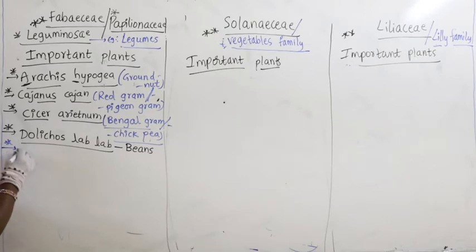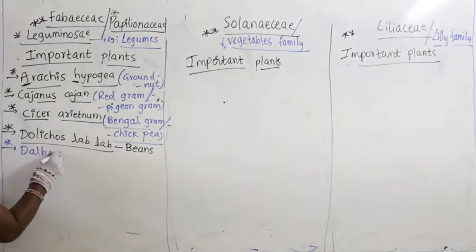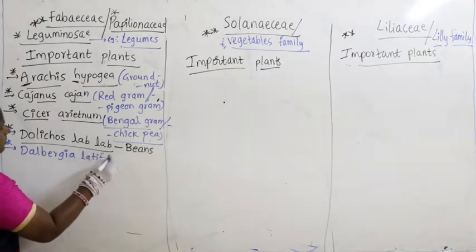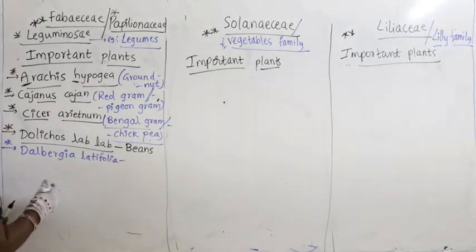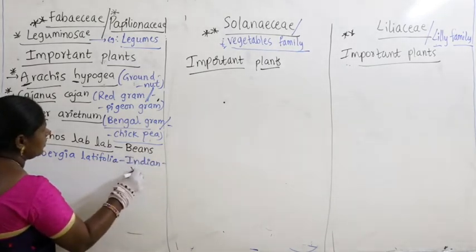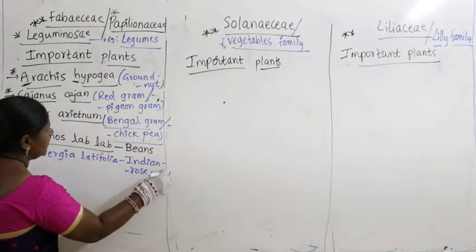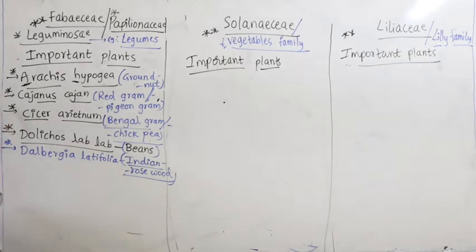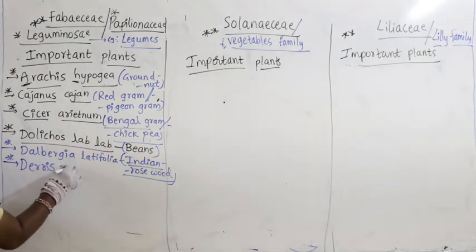Then Dalbergia latifolia. It's commonly called as what? Indian rosewood. It's commonly called Indian rosewood. This is a common name. Common names we are keeping in the bracket. What is the scientific name? Dalbergia latifolia. It's commonly called as what? Indian rosewood. Then similarly we have Derris indica.